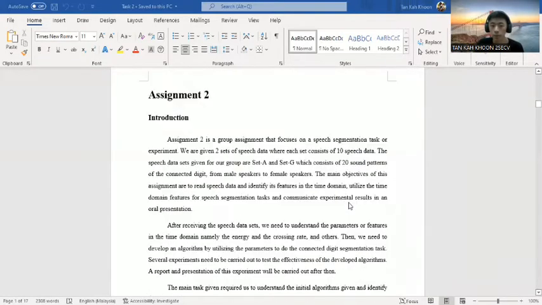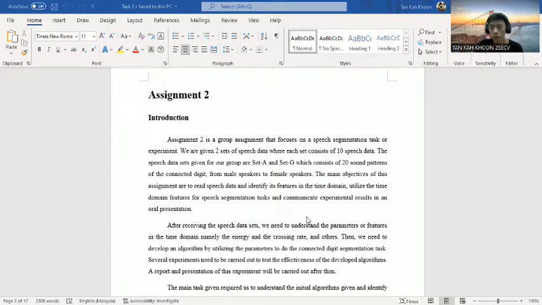Alright, so first will be assignment 2. This is a good assignment that focuses on the speech segmentation task or experiment. We are given two sets of speech data, each set consisting of 10 speech data. The data sets given for our group are set A and set G, which consist of 20 sound patterns of connected digits from male speakers to female speakers.